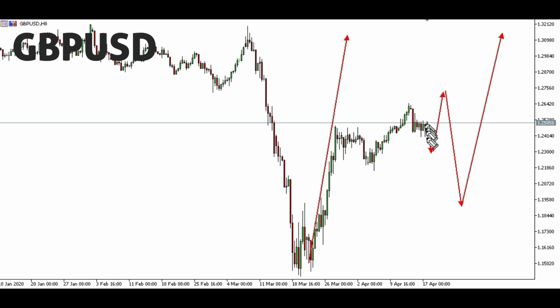We are not looking forward to selling this down. We are not looking forward to buying this down. And this down move, we're not looking forward to selling this down move. Just wait for this up move here, then you can go with it until this level. That's for GBPUSD.